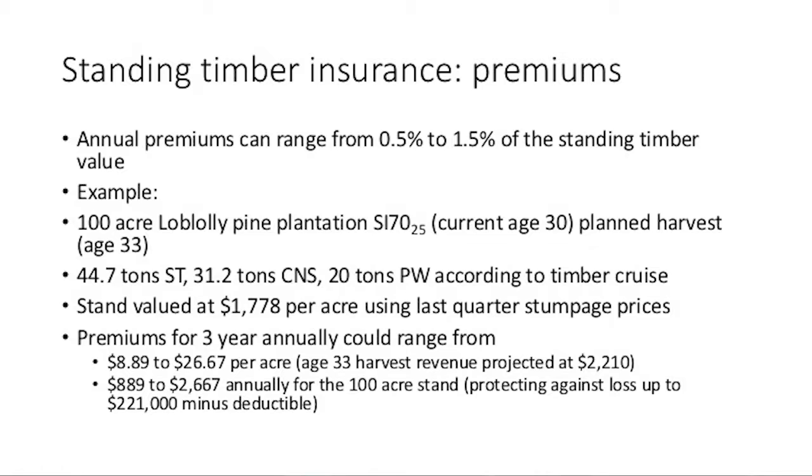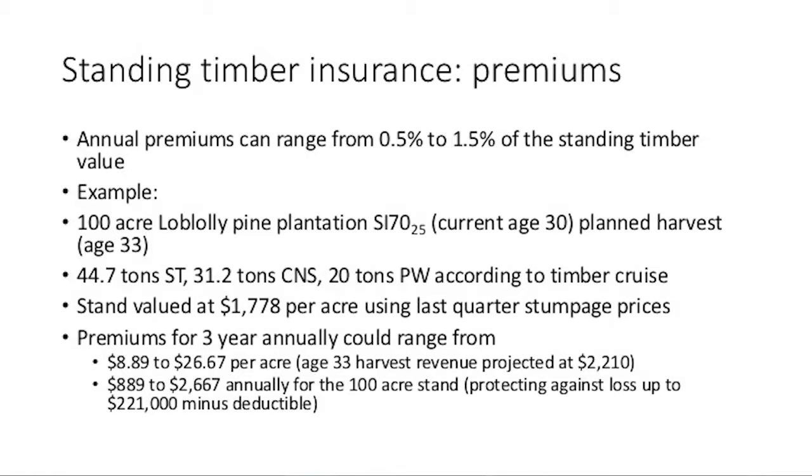Here's an example. A 100-acre loblolly pine plantation that's a site index 70, base age 25, which means the best trees are 75 feet high at 25 years on this particular property. And the current age of the pine plantation is 30 years. And our initial plan to harvest was at age 30. So we're pretty close to harvest.